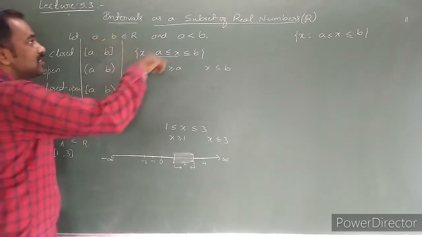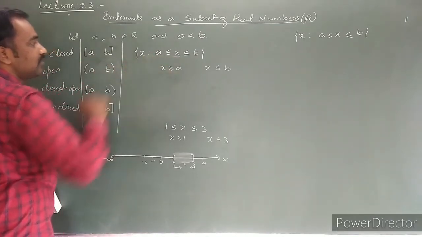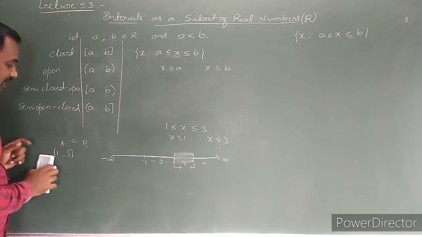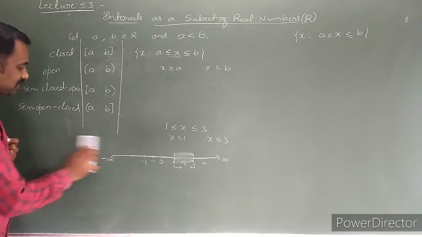So an interval is a subset of the real numbers. What are the elements present in this manner? We have to choose the elements of the interval. Okay, I hope it is clear. If you need, you can write an example.